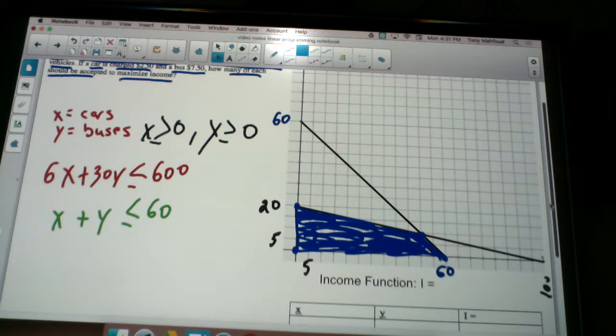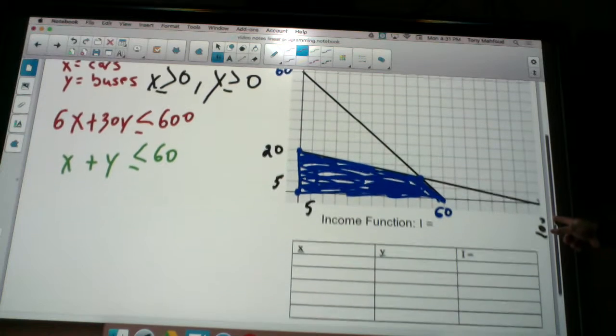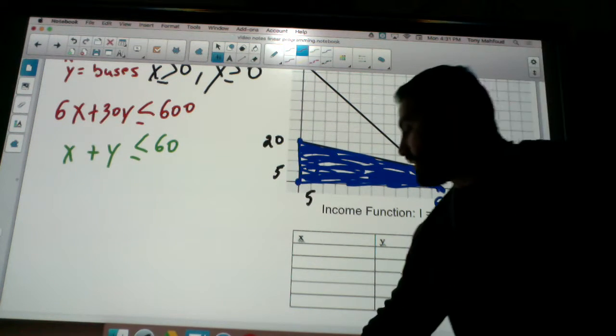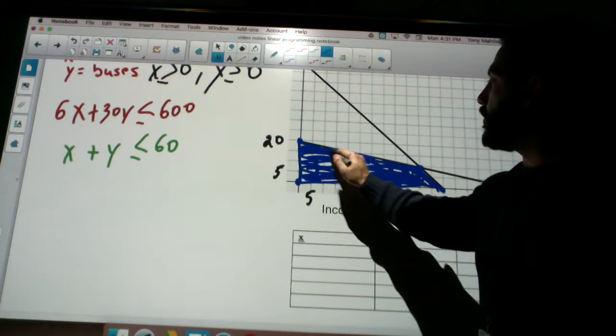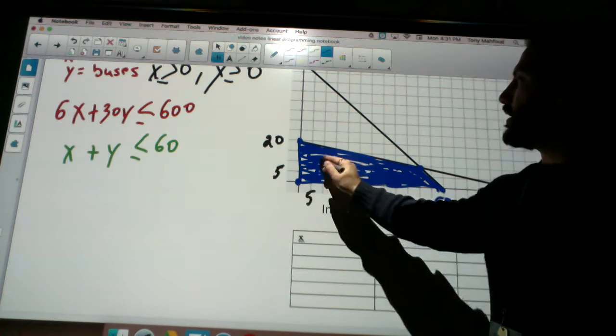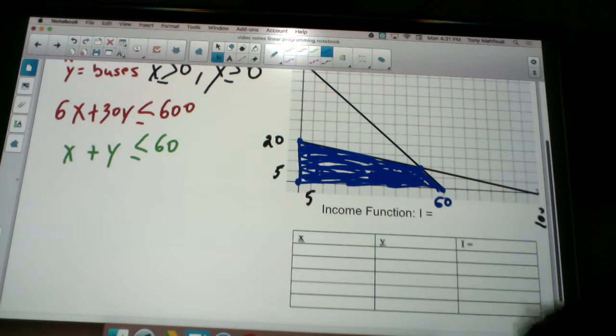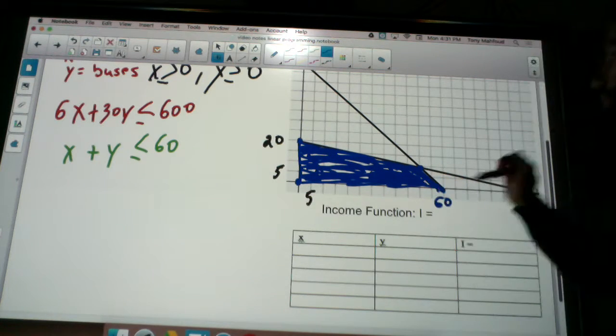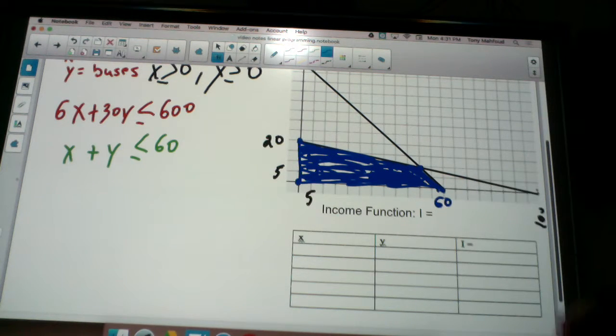Now, if you remember from the first part of the video, we looked at our vertices, and those are going to be our best method to be able to maximize this income, because if you see, there are an unlimited amount of points and solutions in this feasible region. That's going to take me forever to figure out which point is going to get plugged into my income function. So the best thing for me to do is grab those vertices, those corners, and plug those into my income function.